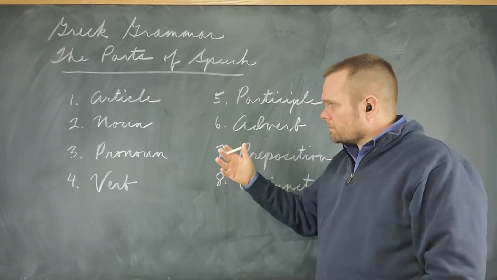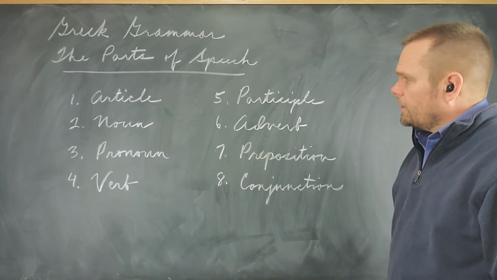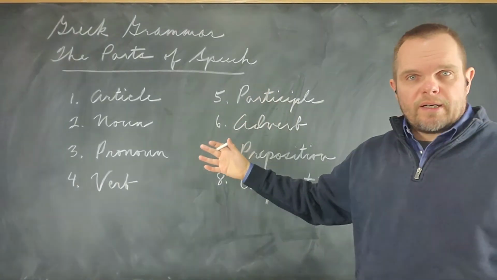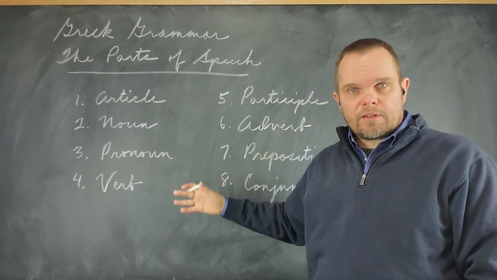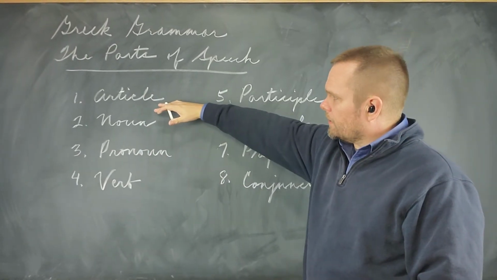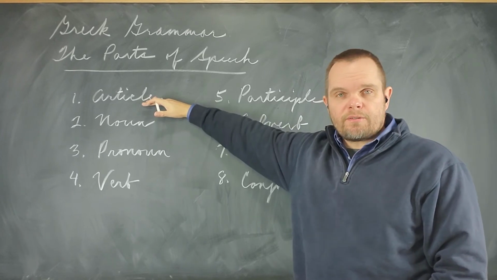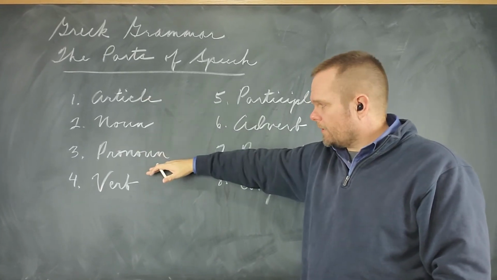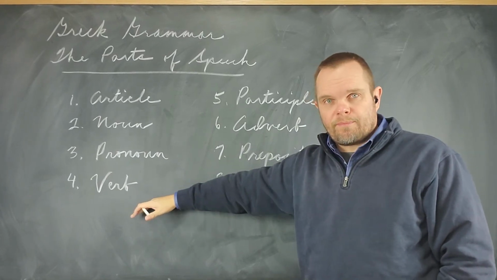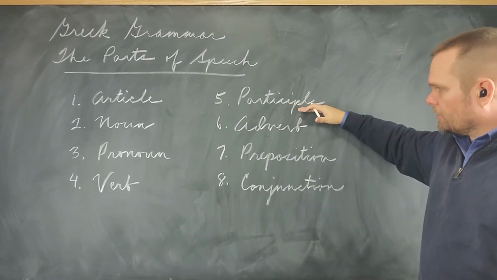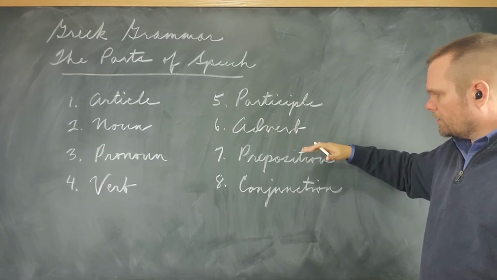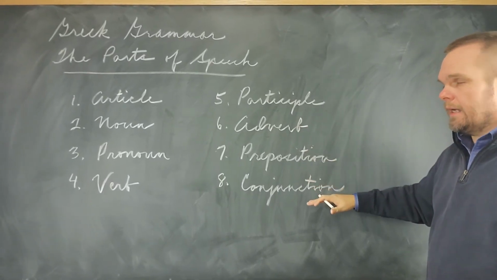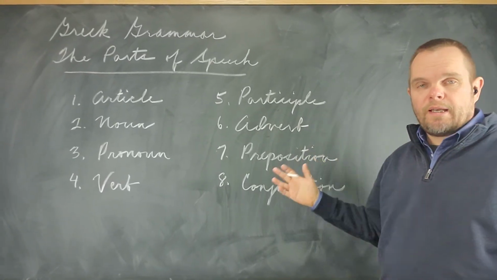So in the Greek language, all of the words can be divided into 8 different classes. The first class is articles. The second class is nouns, then pronouns, and verbs. Then we have participles, adverbs, prepositions, and conjunctions. These are the 8 parts of speech.